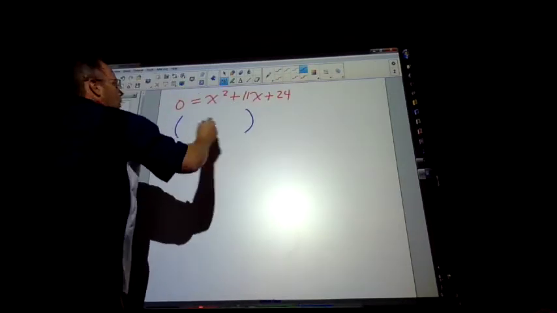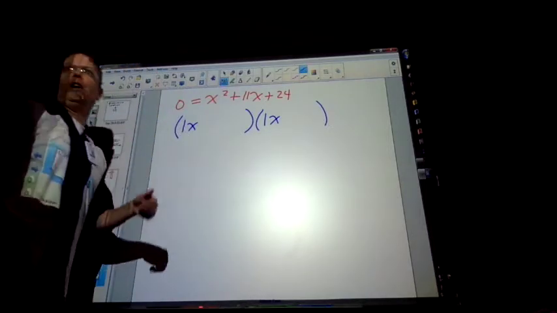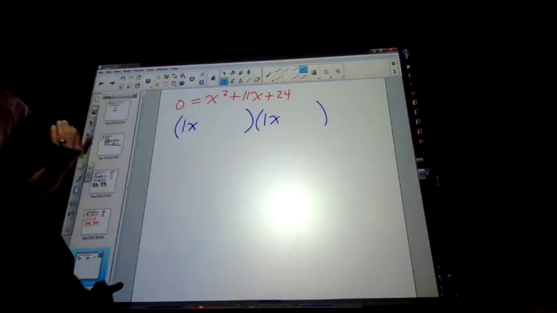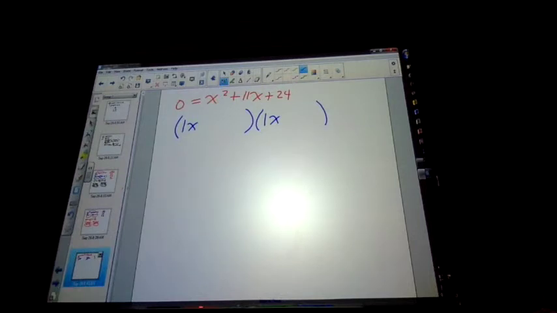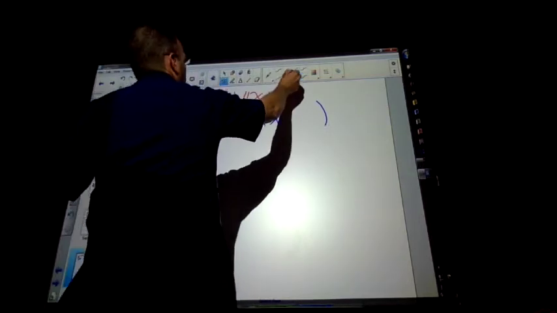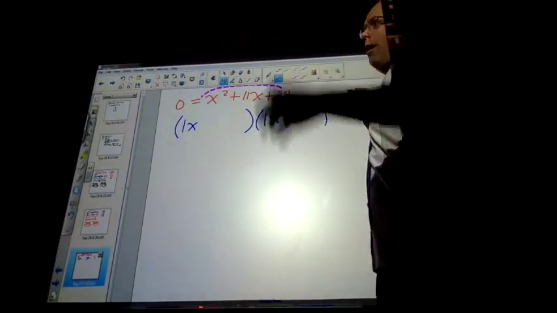X and X, or 1x and 1x if you wanted to get technical. And here's the nice thing. 1x times 1x is 1x squared, which is the same thing as x squared, which is the same thing as this. So what do you know that might not happen later? There won't be a greatest common factor, which we call trash, right? So now, 24 is dreaming about being what number? 24, okay?